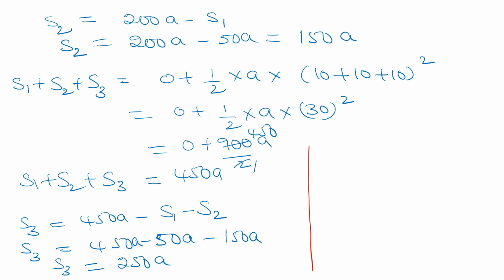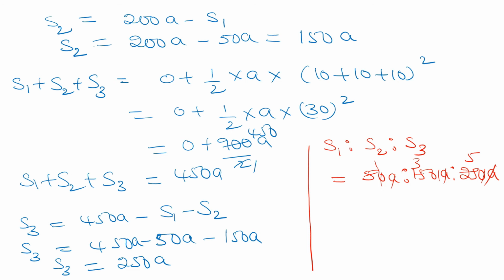So finally the ratio of S1 is to S2 is to S3 is equal to 50a is to 150a is to 250a. A cancels, the zeros cancel, 5 ones are 5, 5 threes are 15, 5 fives are 25. Therefore S1 is to S2 is to S3 is equal to 1 is to 3 is to 5. Okay.